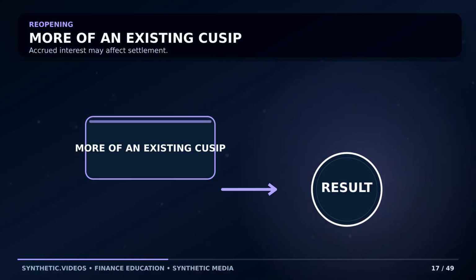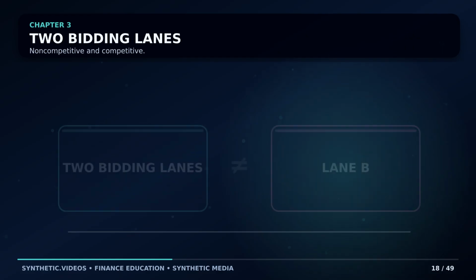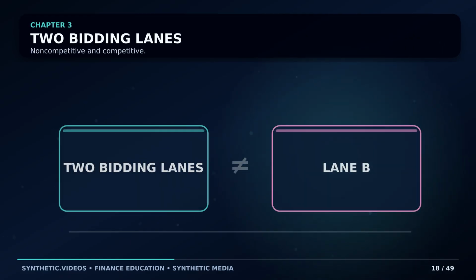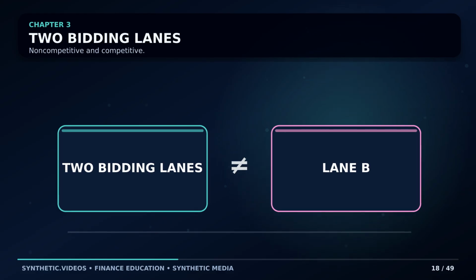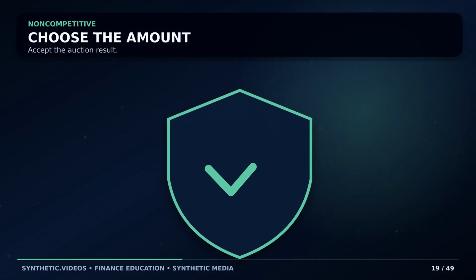A competitive bidder specifies the rate, yield, or discount margin they are willing to accept. Competitive awards can be full, partial, or zero, and are limited by auction rules, including a maximum based on the offering amount. This is the institutional lane used through systems and intermediaries built for competitive tenders.